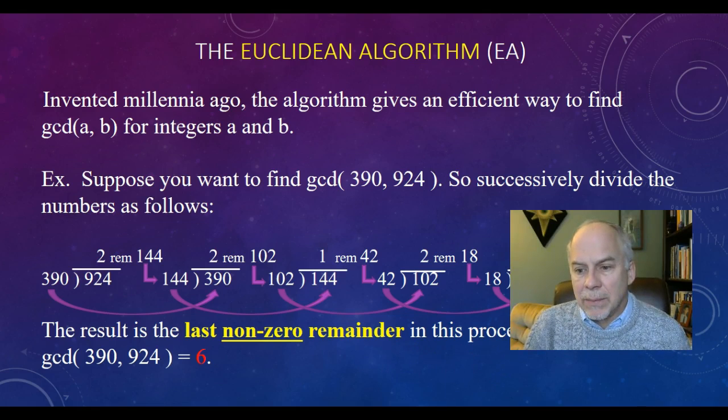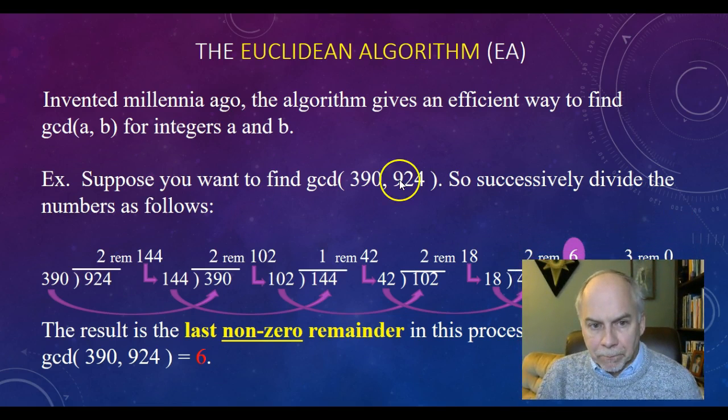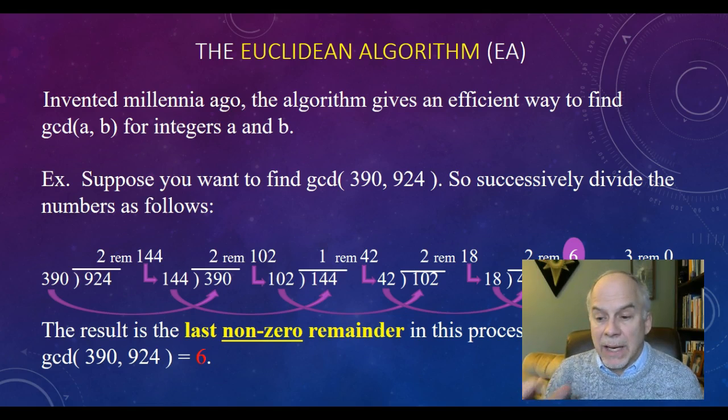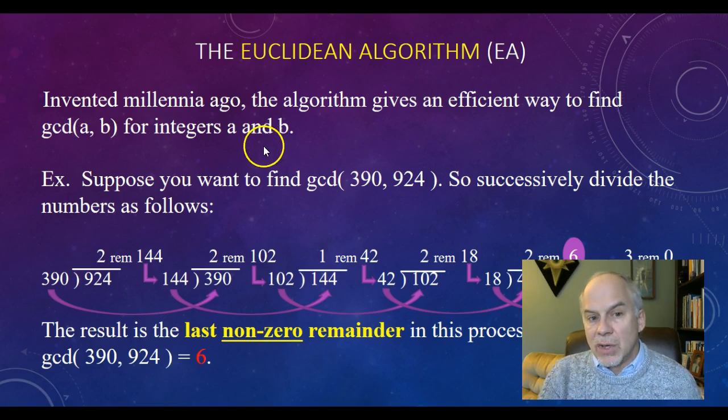Now, an important algorithm that we want to learn, and we're going to use it in a couple different cases, is called the Euclidean algorithm. And this was invented by the great mathematician Euclid, way back thousands of years ago. But the algorithm gives an efficient way to find the greatest common divisor for two integers a and b.